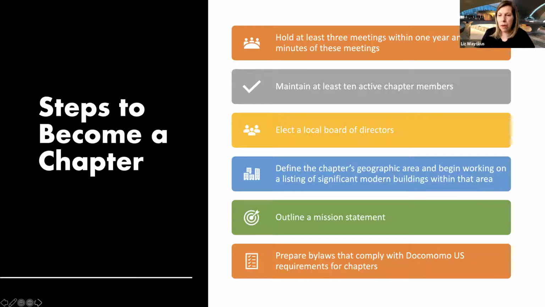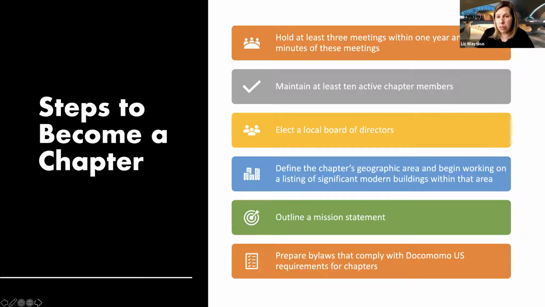So once you have your chapter members, you would be expected to elect a local board of directors. That can happen either towards the beginning, or that can actually happen towards the end. But there definitely needs to be a group of people who have agreed to lead the chapter forward. Another big step in becoming a Docomomo chapter is to define the chapter's geographic area and begin writing a list of significant modern buildings within it.